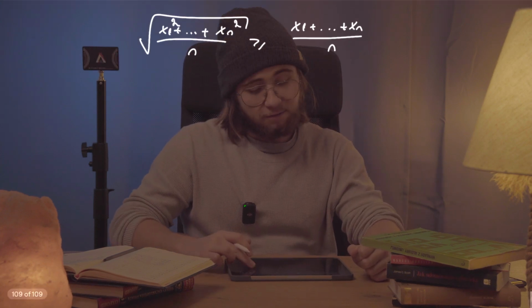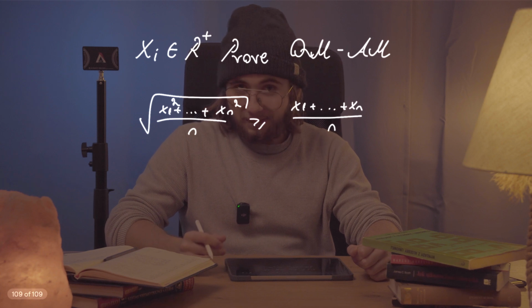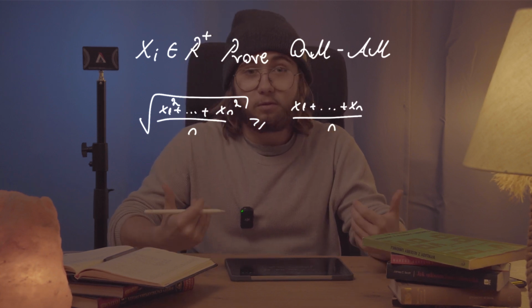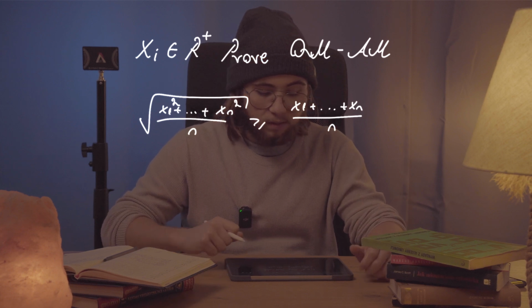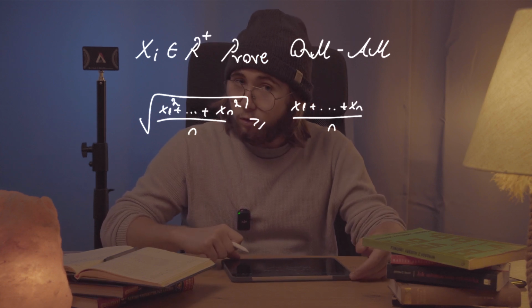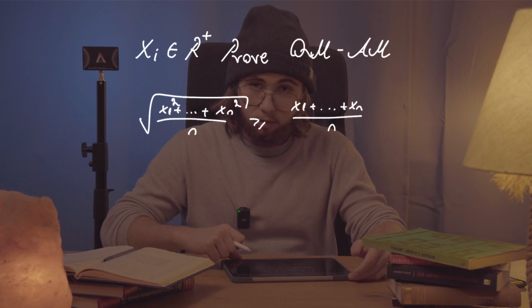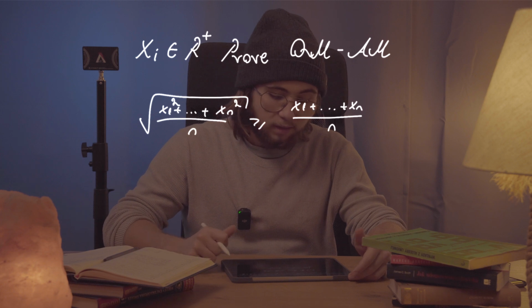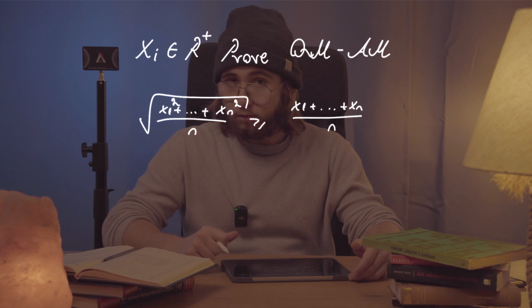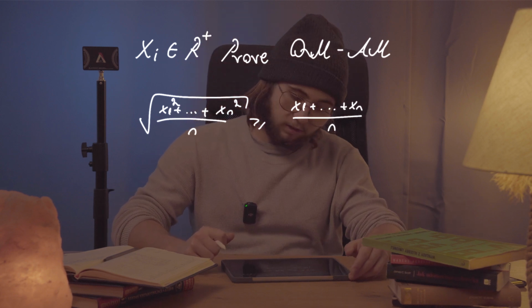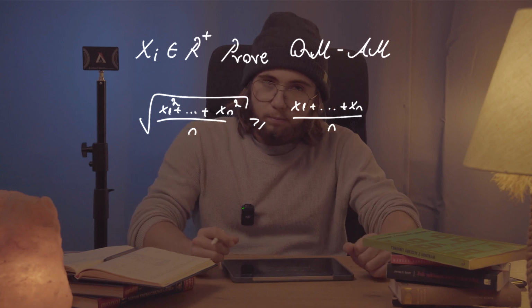Okay guys, so for the second problem, we would like to finally prove the QM-AM inequality, which states that whenever we have a sequence of positive real numbers, let's call that sequence xi's, we have that the square root of the sum of squares of the terms of that sequence divided by the amount of those numbers, so by n, is greater than or equal to the arithmetic mean, so the sum of that sequence of terms divided by the sample size. Okay, so how are we supposed to solve it?